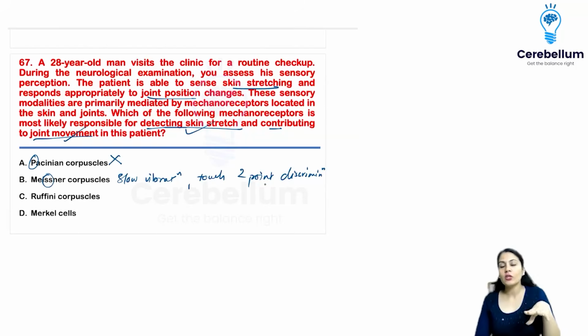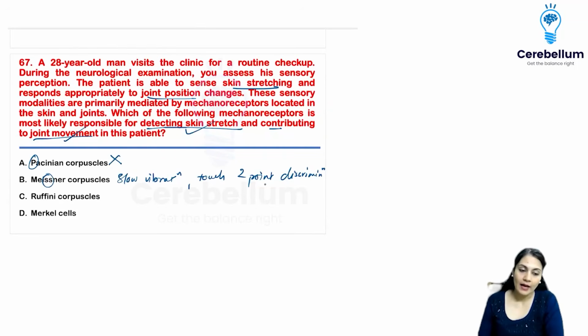As soon as you move the joint, let's say this is the elbow, as soon as I move it, this side of skin is going to be stretched and this side will be contracted. So Ruffini over here will also help me tell my brain that I'm stretching my hand or I'm contracting my hand, right? So there are many receptors which are going to be helpful in these two conditions.